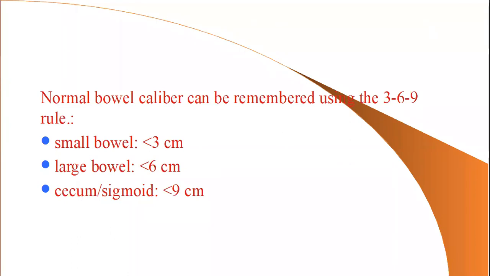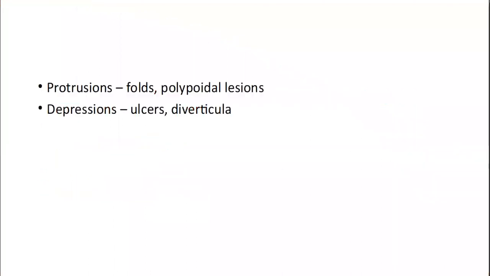So anything larger than 3 centimeters, small bowel is dilated. Similarly, for large bowel, it is 6 centimeters and more. And cecum and sigmoid, cecum especially, it can be normally up to 7 to 8 centimeters in diameter, and anything above 9 centimeters is dilated. So 3-6-9 rule, easy to remember. So these are the things that we need to see in barium interpretation.